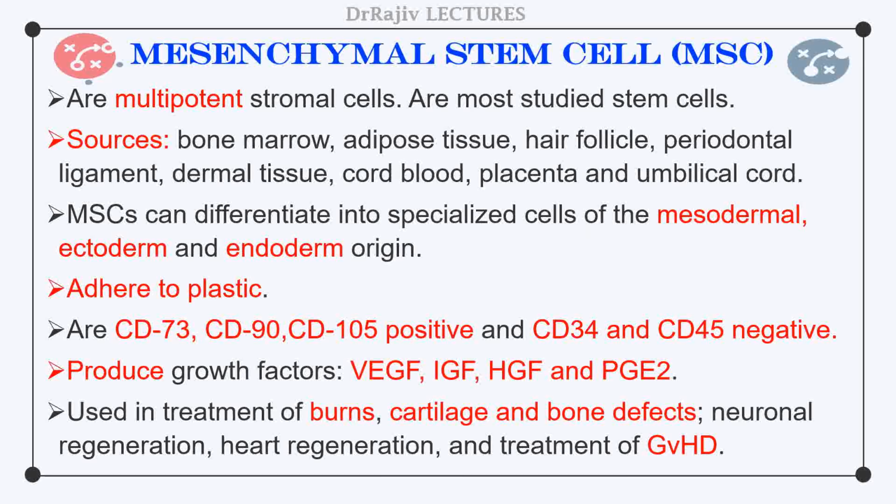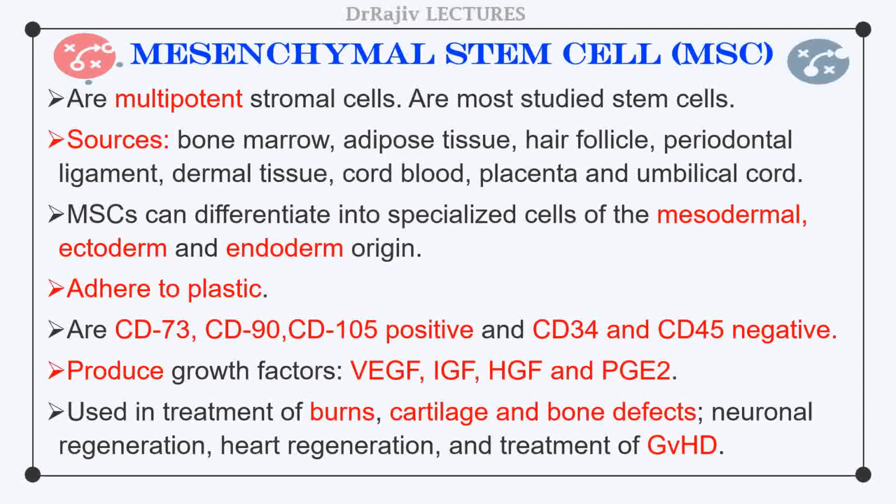Mesenchymal stem cells are multipotent stromal cells. They are the most studied stem cells. Morphologically, they resemble fibroblasts. Their cell body contains a large round nucleus and a prominent nucleolus. Mesenchymal stem cells were first identified by Friedenstein in 1970 in guinea pig bone marrow and spleen.